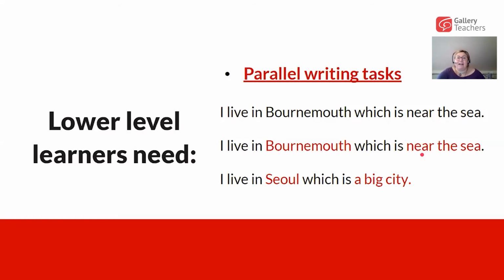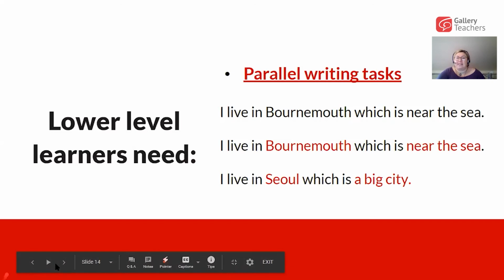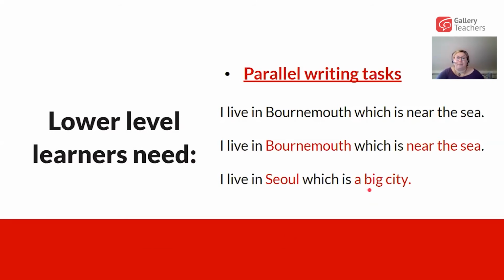So the parallel writing tasks are nice and simple, nice and basic, so they're achievable for your learners, but you can also get a bit of sneaky grammar in there, which is great. And again, this kind of thing is good for practicing different adjectives. So I could look at the example that my student has given me. I live in Seoul, which is a big city. And now I might say to them, okay, that's great. Now change the adjective. So instead of a big city, they might say an expensive city, for example.